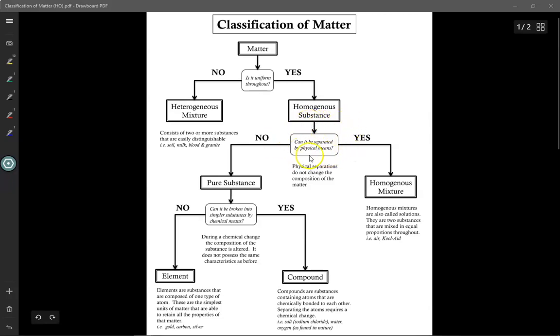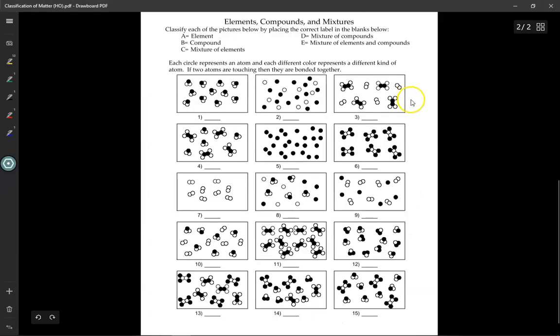But if you can separate them by physical means, like boiling them apart, then we call that a homogeneous mixture. If you can't separate them by physical means, then at that point it's a pure substance, of which they can be separated into elements, just one single type of atom, or compounds, several different types of atoms chemically combined together into one pure particle.